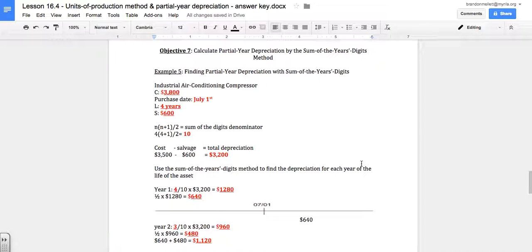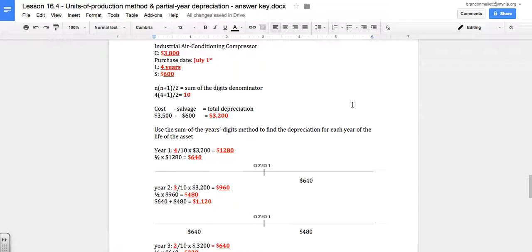We are now using the sum of the digits method using the partial year depreciation. In this one, we have a cost of $3,800, purchased July 1st, 4 years of life, salvage value is $600. Just as we looked at yesterday, when we found our fraction, we need to find our denominator that we'll be using throughout the process. So we use this formula here.